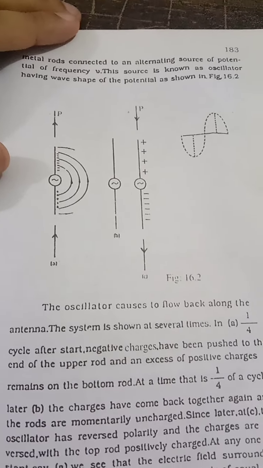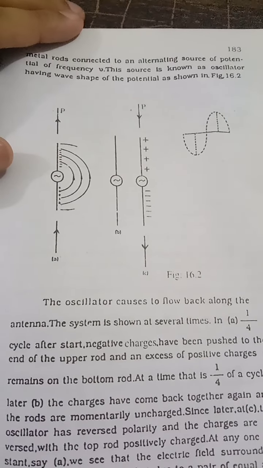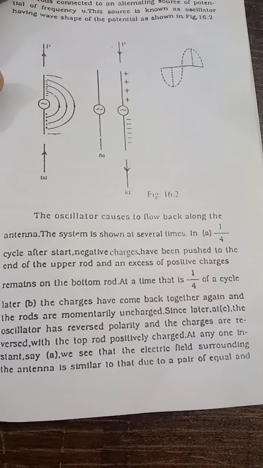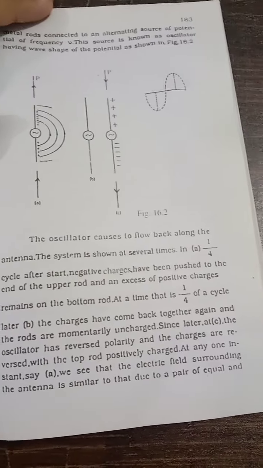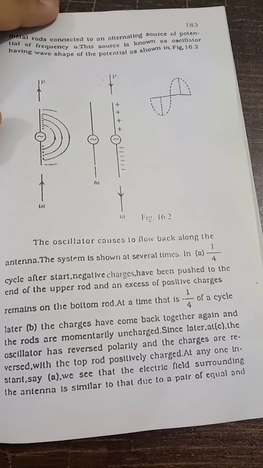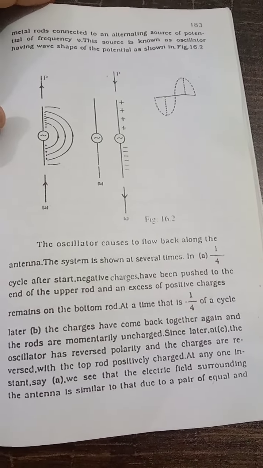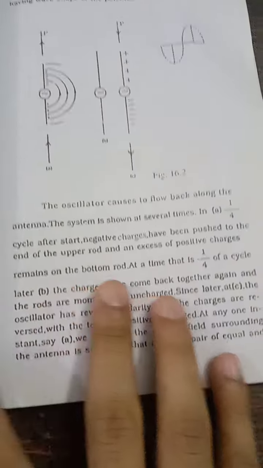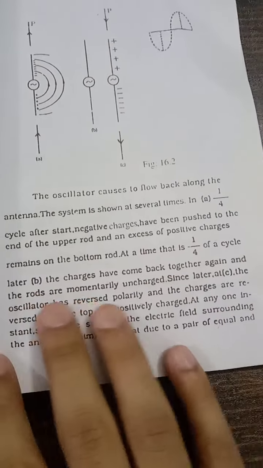The oscillator causes charge to flow back and forth along the antenna. The system is shown at several times in the cycle after the start. Negative charges have been pushed to the end of the upper rod and an excess of positive charges remains on the bottom rod.